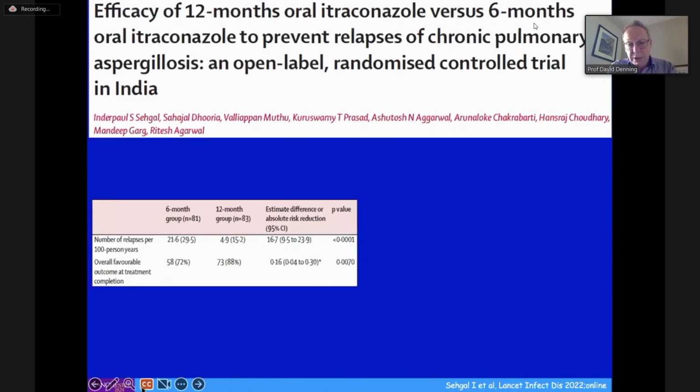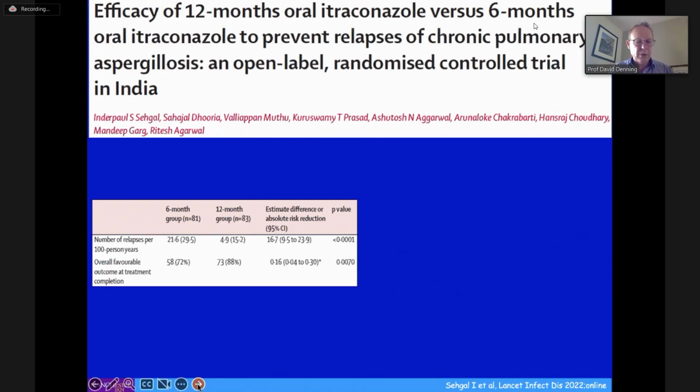So you start the patient on antifungal therapy. How long should you give treatment for? And this was addressed by a nice RCT, which Inderpal Sigal and colleagues in Chandigarh did, and which published late 2022. And what you can see is that if you treat for 12 months, the overall outcome goes up from 72% to 88%. So longer treatment is better for these patients.